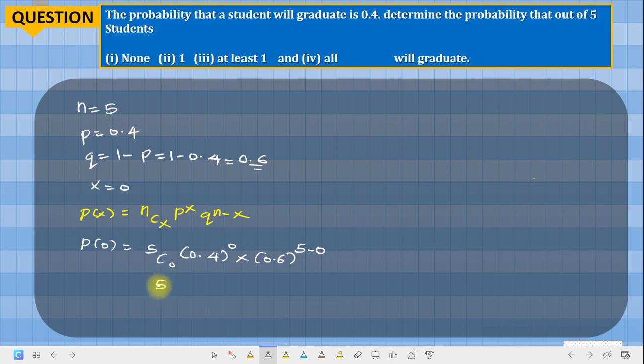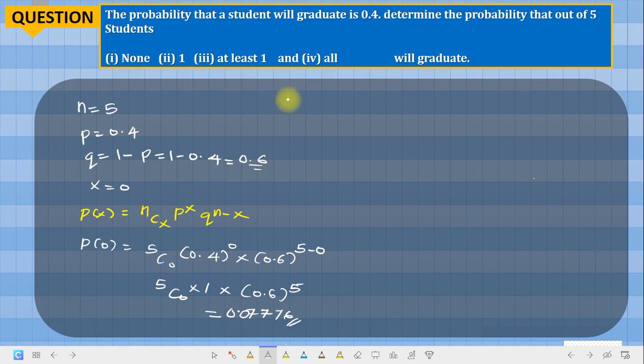And this will give us 5 combination 0. Of course, we know that anything raised to the power of 0 is 1. So this sums up to 1 times 0.6 raised to the power of 5. Now, what do we do at this point? We punch our calculator and we get our answer directly. The answer to this question is 0.07776. So that's the probability that none will graduate.